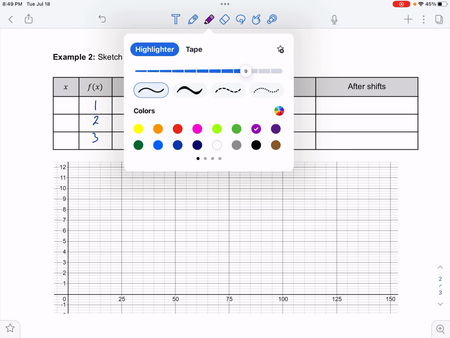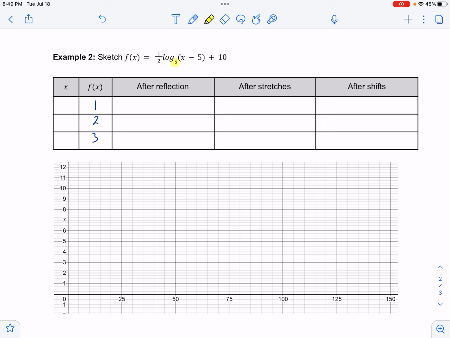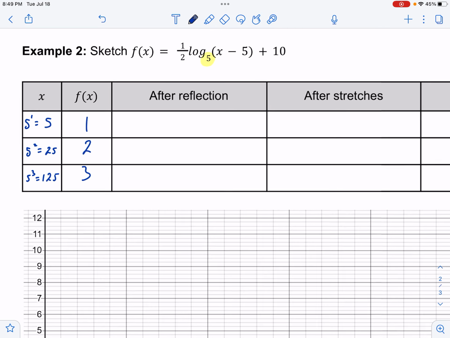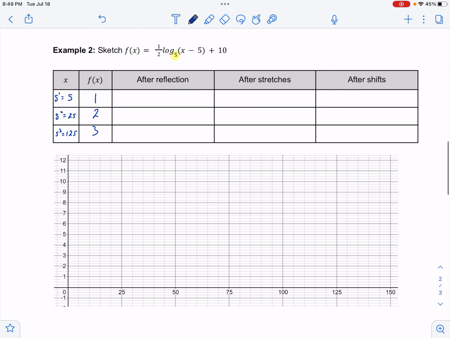We used the base of our log, so in this case was 5. And we said, well, what's 5 to the power of the y value? So in this case, 5 to the 1 is 5. 5 to the 2 is 25. And 5 to the 3 is 125. So I hope that you can appreciate why we're only doing 3 values here, because that's a lot to sketch.